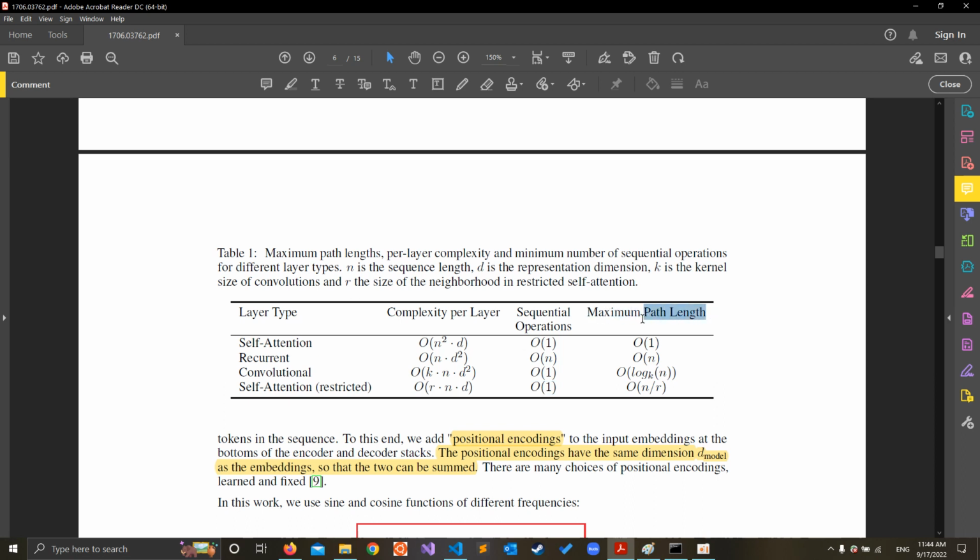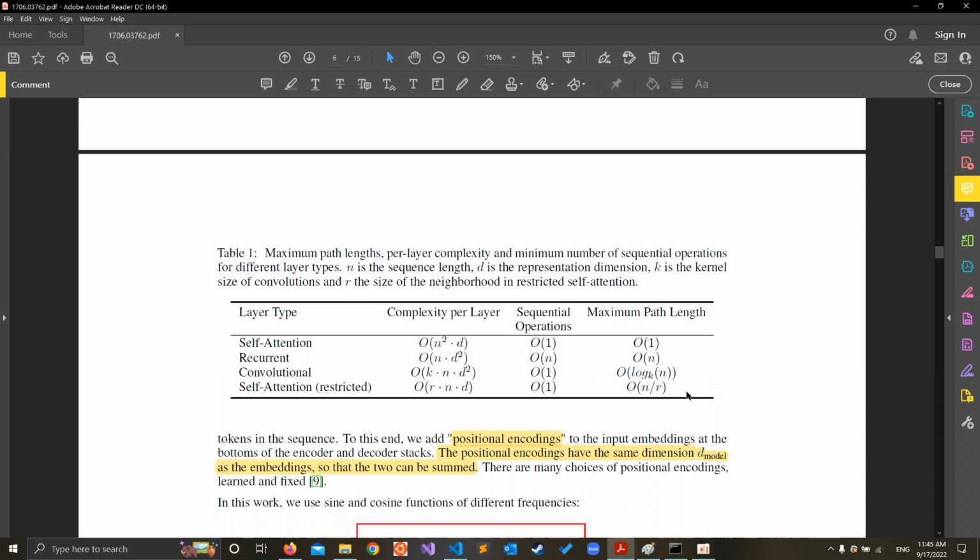The maximum path length also in here is O(1) because we are seeing all the words together. But in convolutional, no, it's not happening like that. As we are making a convolution, we are going to have a window size of k. We are saying that those k window sizes. So although we are not seeing one word after each other, we are seeing k words, a window size of k after each other, so it's log_k of n.